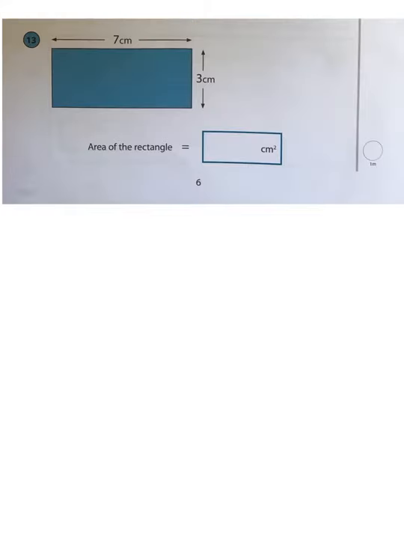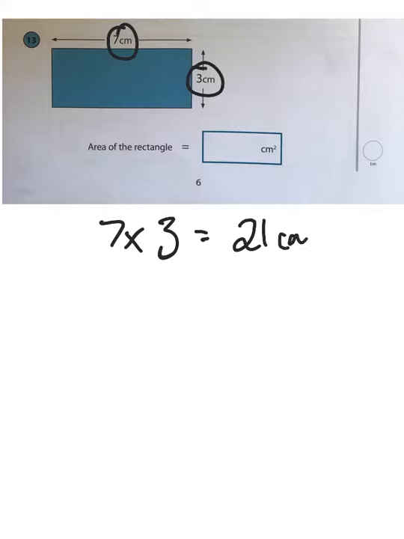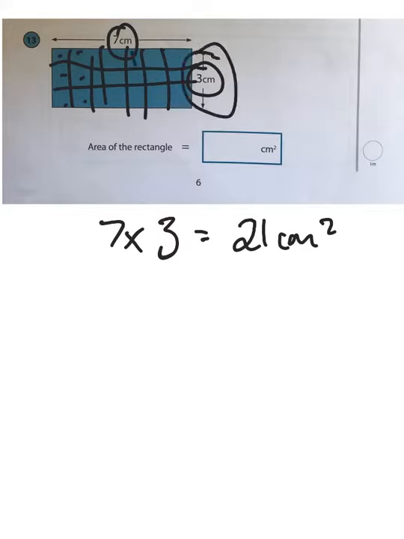Next one is straightforward. It is an area of a rectangle. To work out the area of a rectangle, you multiply the width by the height. So to find this area, we do 7 times 3 equals 21 centimetres squared. If you were struggling, you could draw the squares and count them, or count up in threes. Whichever way you do it, the answer is 21.